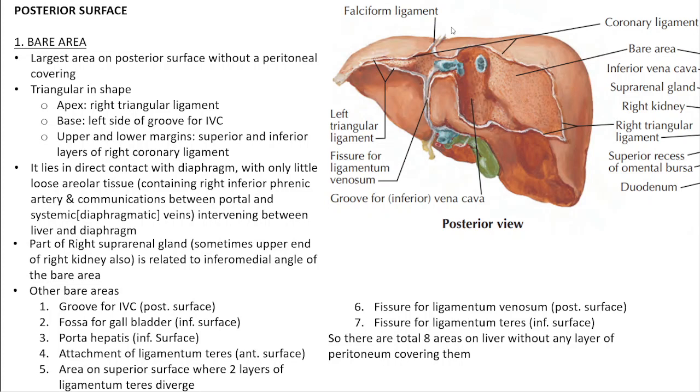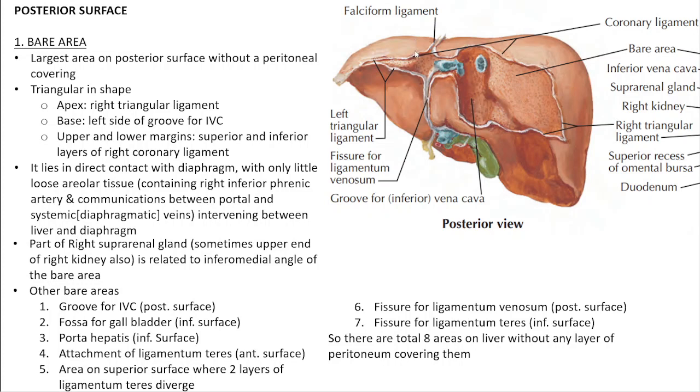So starting from the anterior surface, we know that on the superior surface is this one, on the posterior surface one is this triangular bare area, then there is this groove for inferior vena cava. This also does not have a peritoneal covering. Okay, then another area on the posterior surface is this fissure for ligamentum venosum. Between the attachments of the two layers of lesser omentum, in the depth or in the floor of this fissure for ligamentum venosum, there is no peritoneal covering.